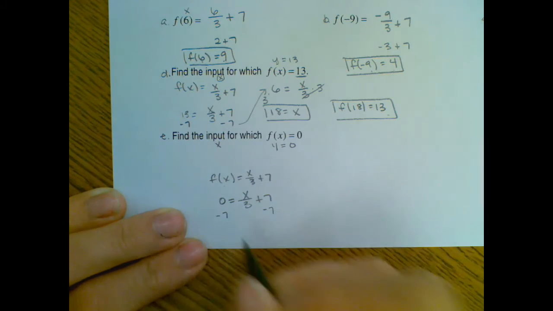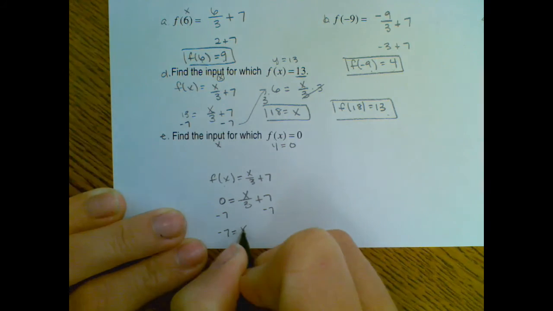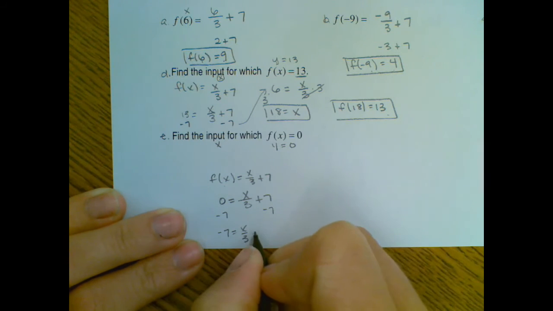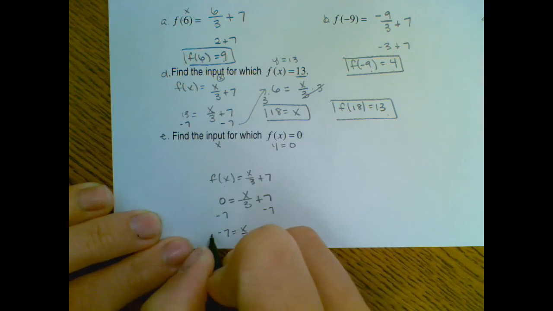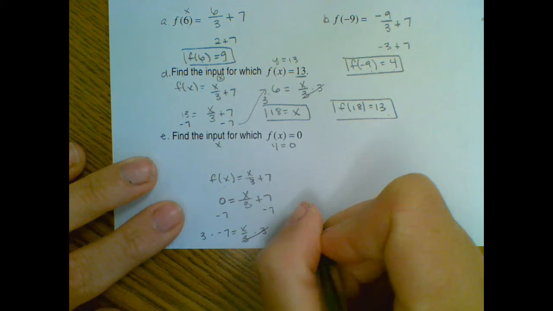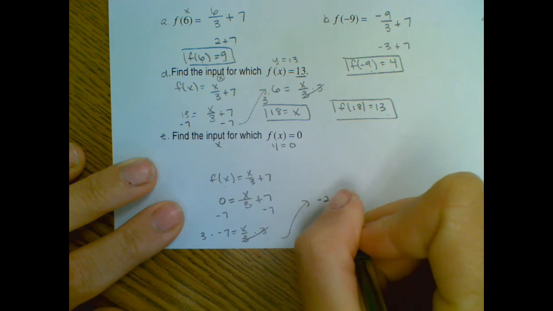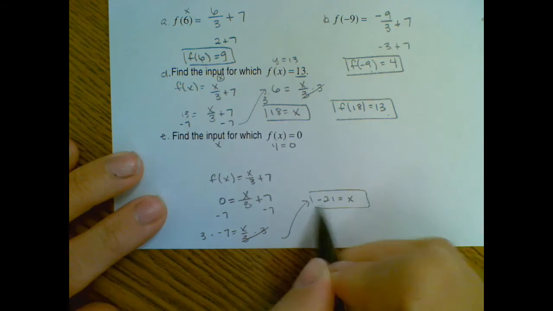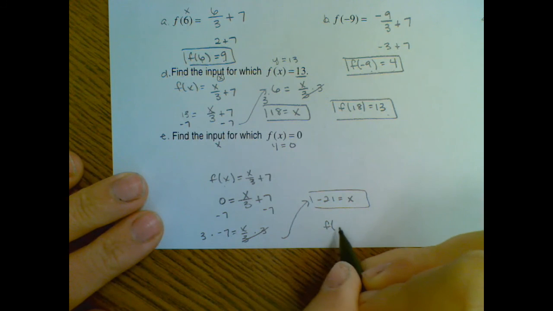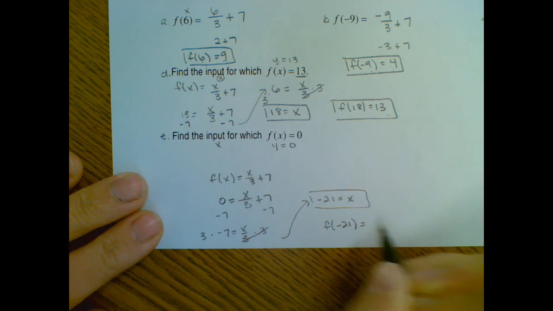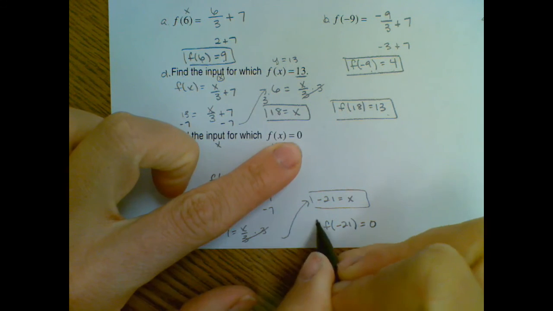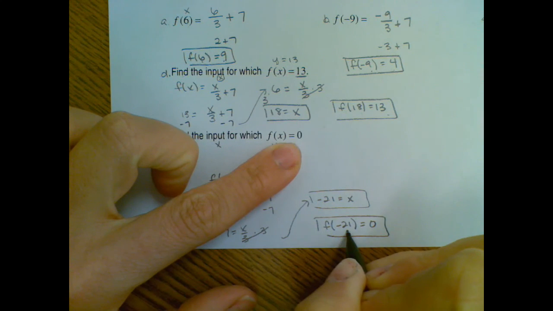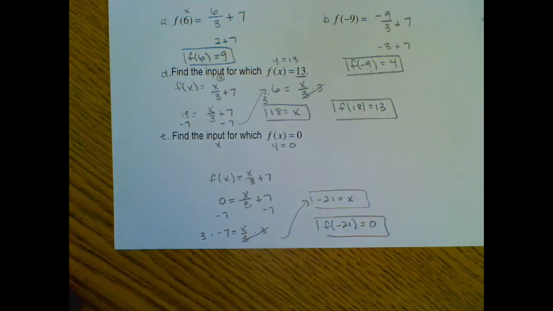We'll subtract 7 from both sides, and then we'll multiply both sides by 3. So we get negative 21 equals x. So the way we would write this is f of negative 21 equals 0. So our input that we found is negative 21, and our output is 0.